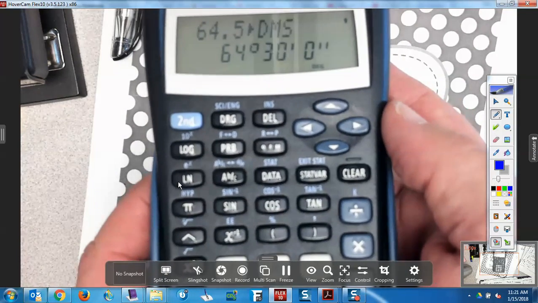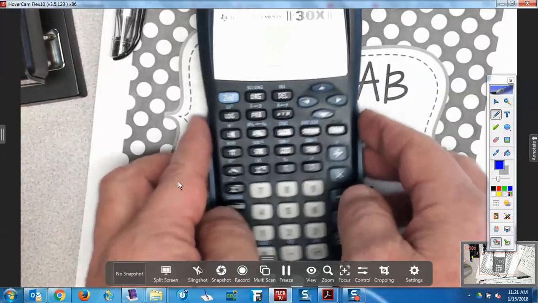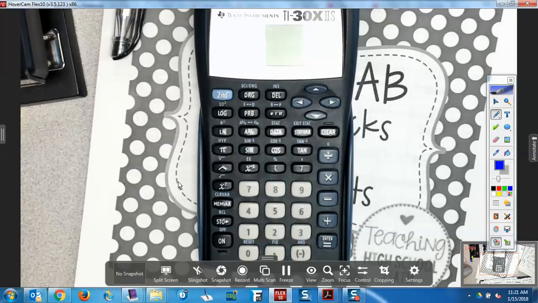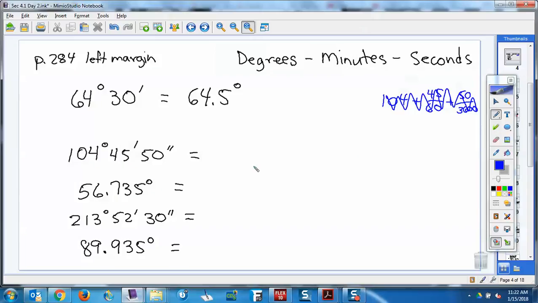Make sense? Okay. So let's try that. If somebody's got a different calculator, I can try to help you figure it out. But let's try that with those 4 problems right there. So go ahead and just hit equal. Hit this button again. Hit it once, hit it once.